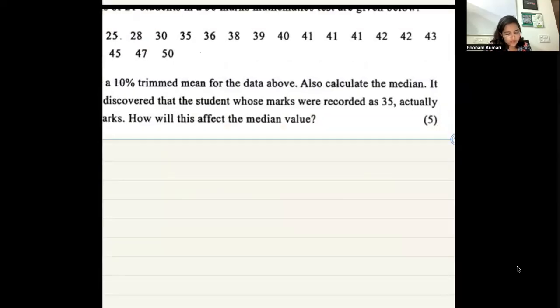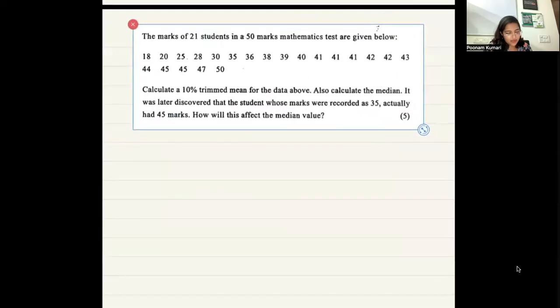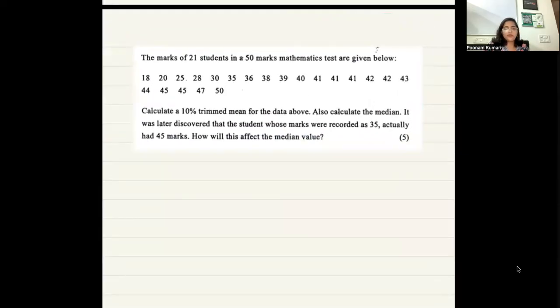And let's calculate. This was one of the questions which came in past years, but not the previous year's batch, before that. So let's do this problem. The marks of 21 students in a 50-mark mathematics test are given. 21 students gave this paper and their marks are given. Then you have to calculate a 10% trimmed mean for the above data.